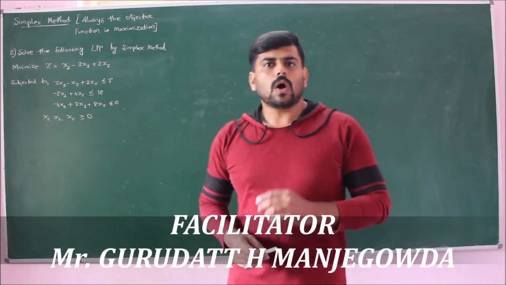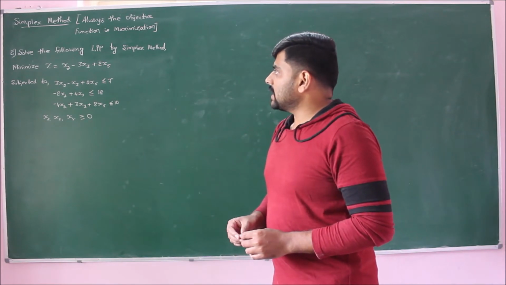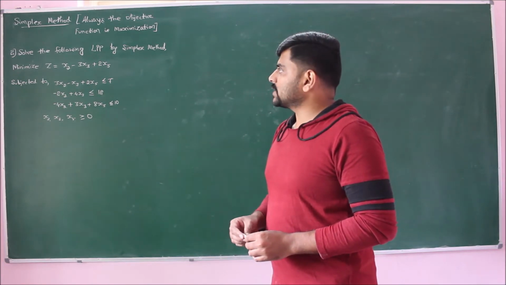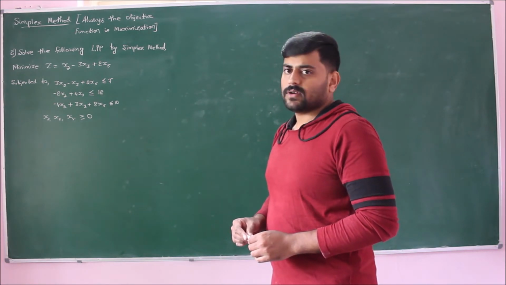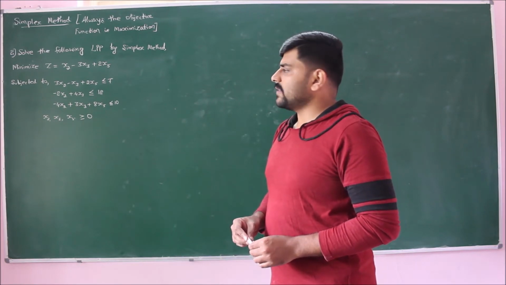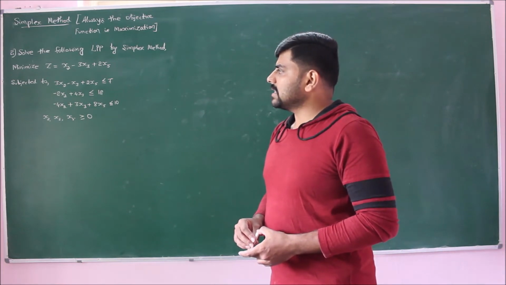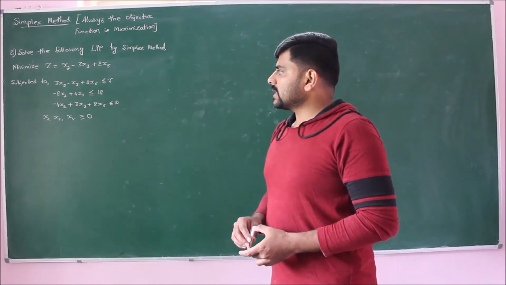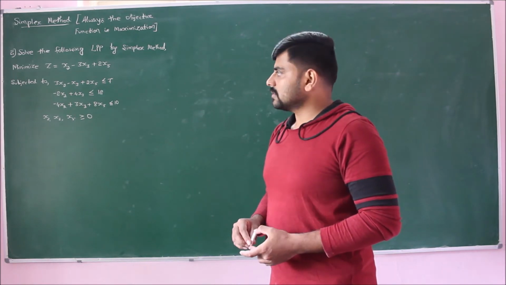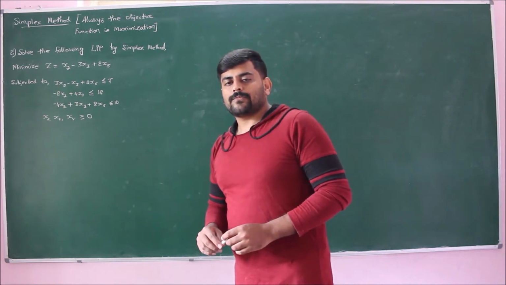Problem number 2 of our discussion states: solve the following LPP by the simplex method, where the objective function is minimize z = x2 - 3x3 + 2x5, subject to the constraints 3x2 - x3 + 2x5 <= 7, -2x2 + 4x3 <= 12, -4x2 + 3x3 + 8x5 <= 10, and x2, x3, x5 are all greater than or equal to 0.